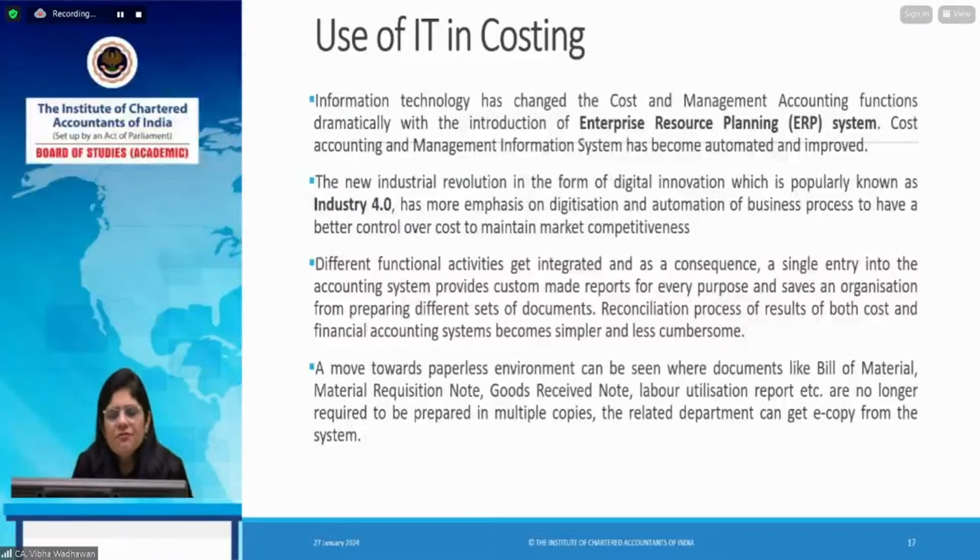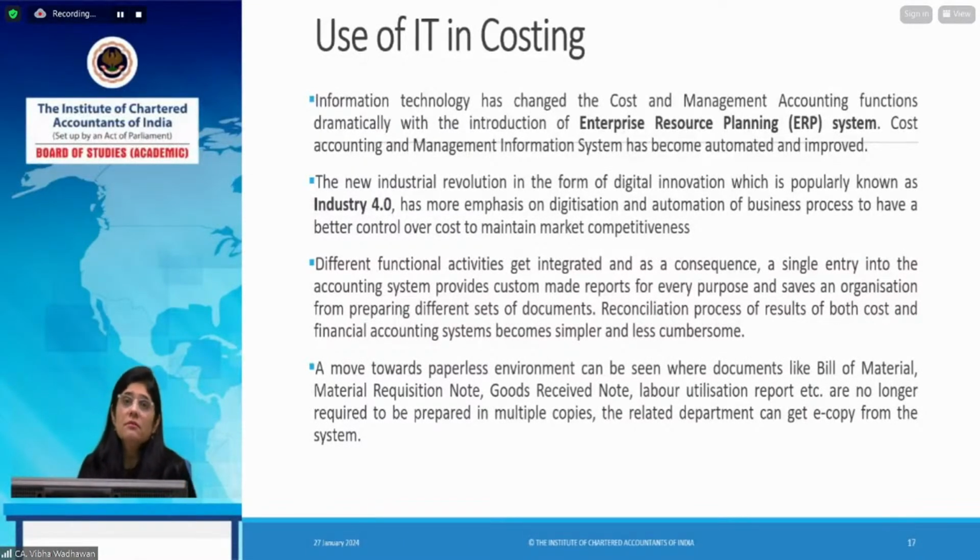Different functional activities are integrated, and as a consequence, a single entry into the accounting system provides custom-made reports. So just make one entry into the system, and it will generate the reports in whatever form you would like, product-wise or customer-wise or job-wise, or department-wise. So if the manager wants, the information will be generated department-wise. If the operational staff wants any information product-wise, it can generate. So the use of IT and digital systems has improved a lot.